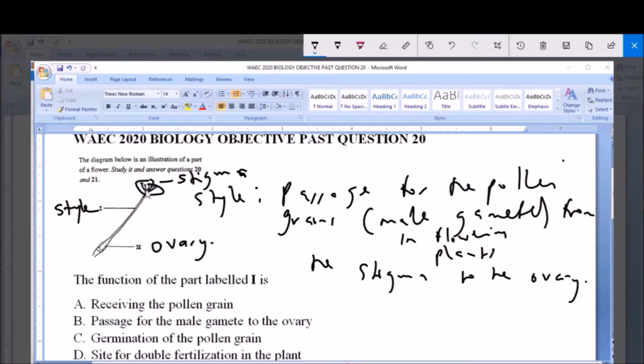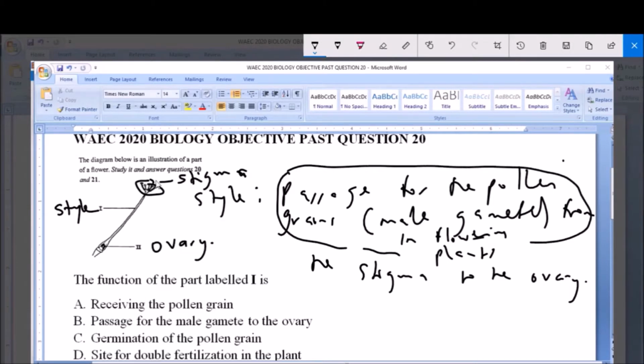What happens is that when the pollen grains are received, they pass through the style to get to the ovary. So the style, labeled 1, connects the stigma to the ovary. Now option B says passage for the male gametes to the ovary. We have seen that it serves as a passage for pollen grains, the male gametes, from the stigma where they are received to the ovary. So the correct answer is B, passage for the male gametes to the ovary.